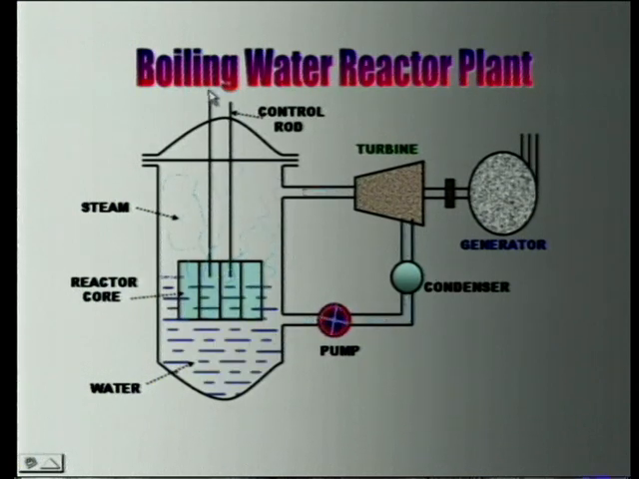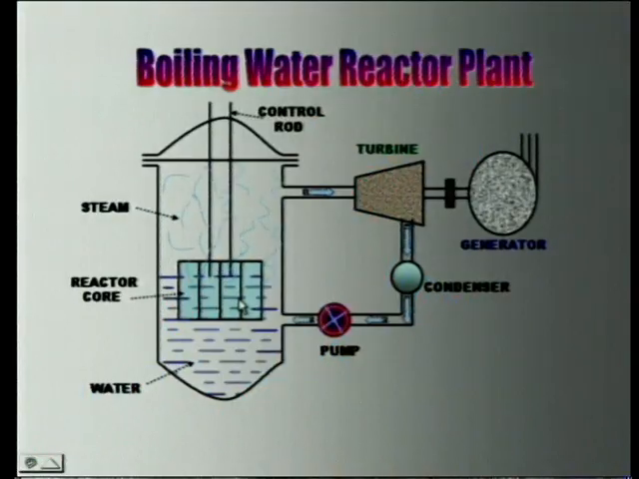In this type of boiling water reactor plant, we employ enriched uranium as the fuel. That uranium is subjected to nuclear reactions, because of which heat is generated. The heat is carried away by the water and it is getting converted into steam. The steam is sent through the turbines.